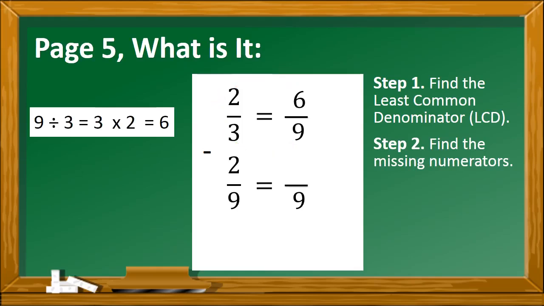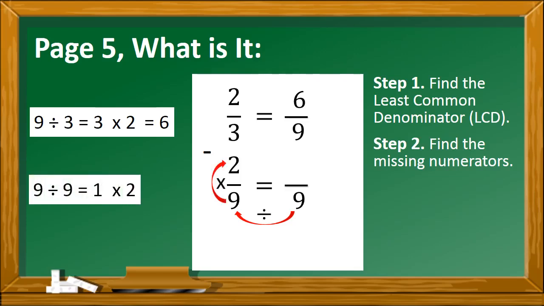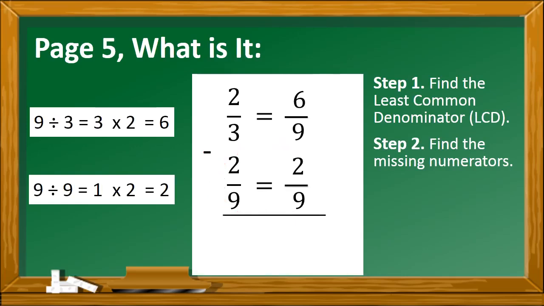For 2/9, divide the denominators. 9 divided by 9 equals 1 times the numerator 2, that is 1 times 2 equals 2. Therefore, 2/9 is equal to 2/9. Since the equivalent forms are now similar fractions, we can proceed to subtraction.